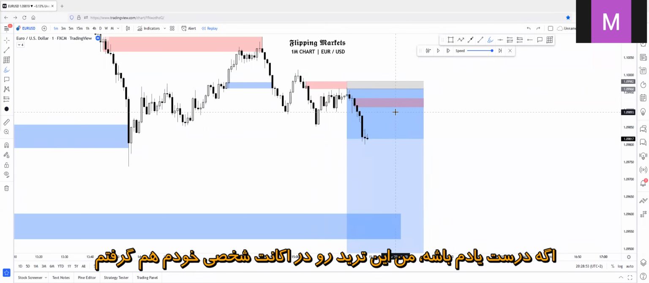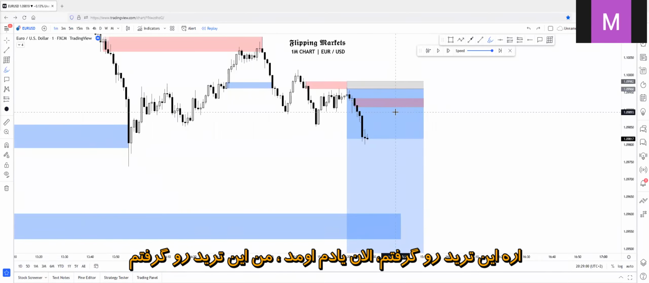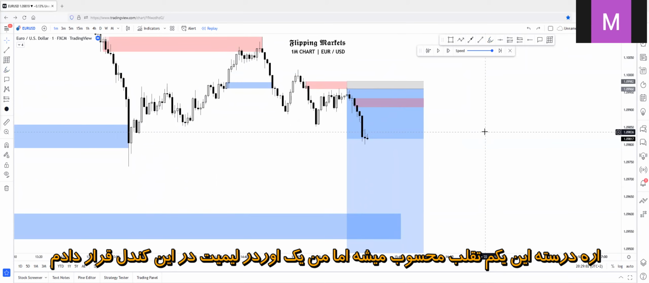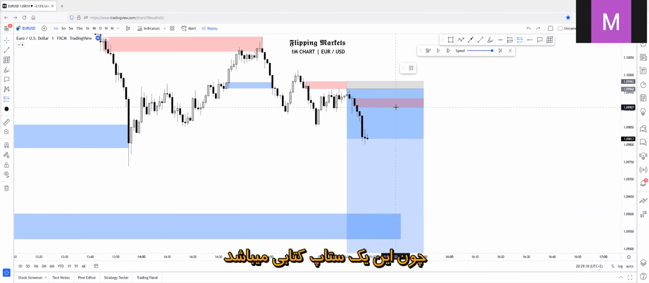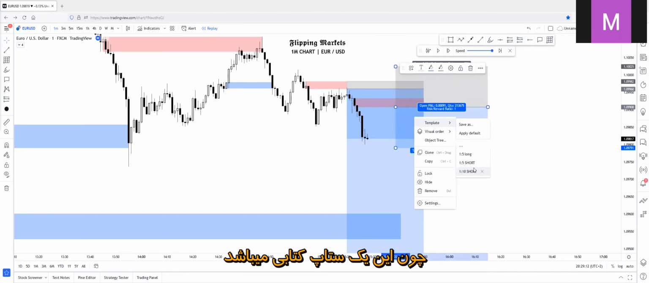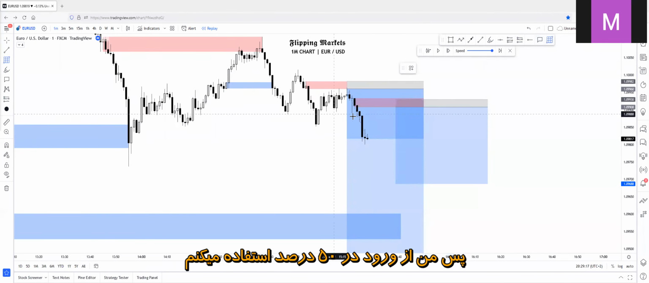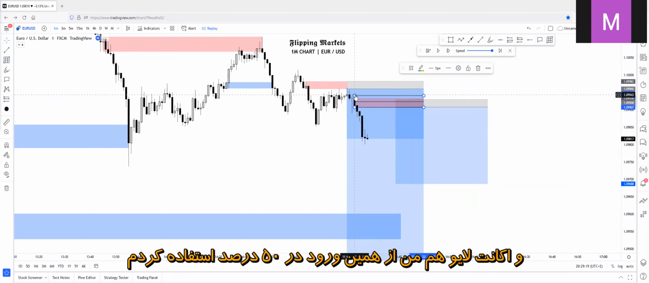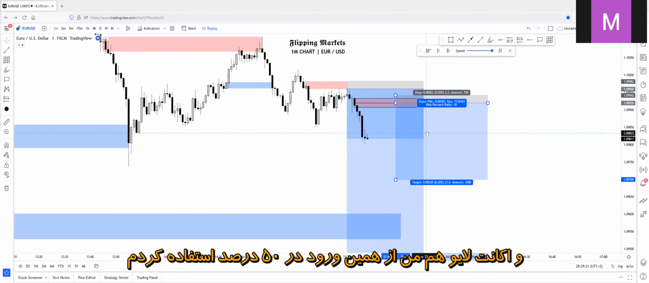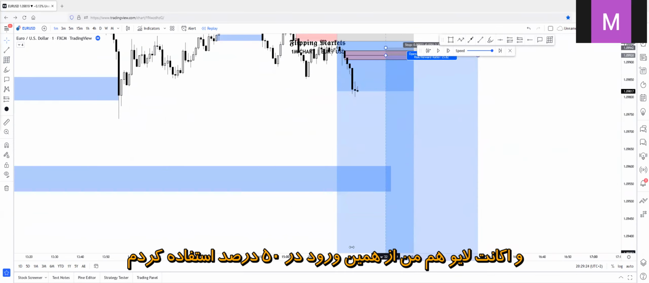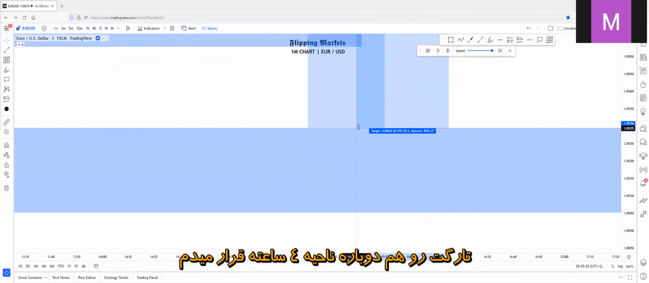And if I remember good, I actually took this trade on my personal account. Yeah, I took this trade. I remember I took this trade. So yeah, that's a little bit of cheating, but I'll be setting an order limit on this candle because actually this is a textbook setup. Yeah, I believe the full body won't cover the whole zone, so I will be using the 50% entry, and I did use the 50% entry on my live account too, targeting the 4-hour zone again.